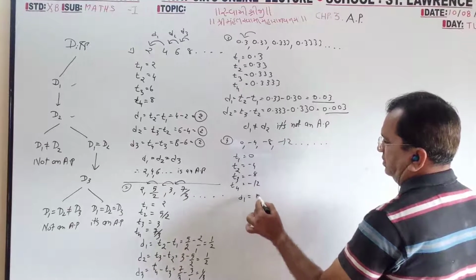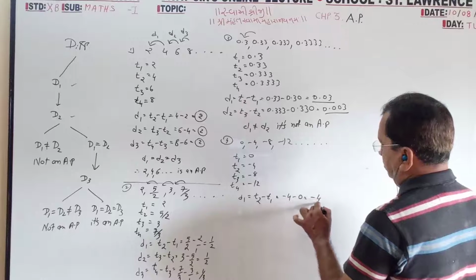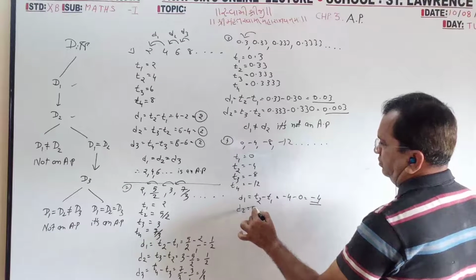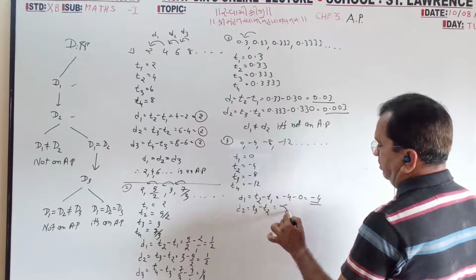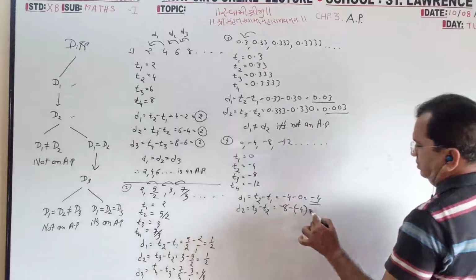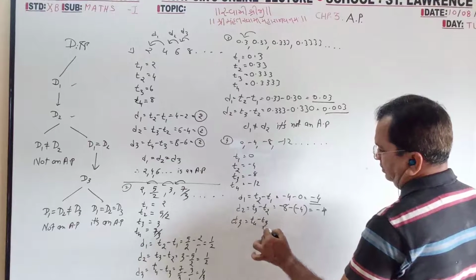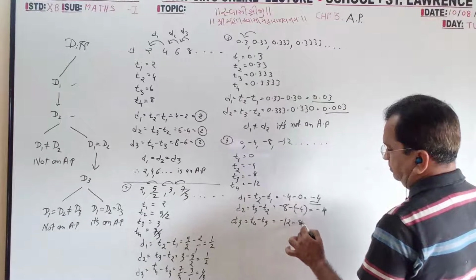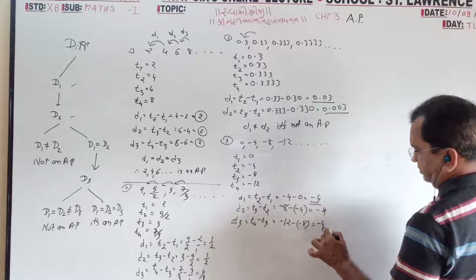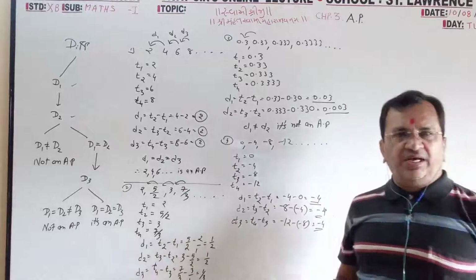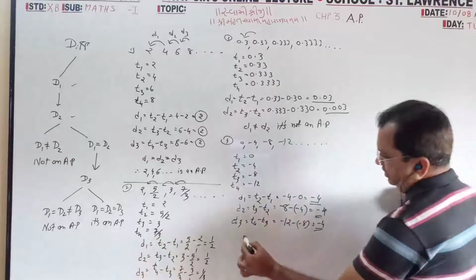Now difference 1 is equal to T2 minus T1. This minus this. Minus 4 minus 0 is minus 4. D2: T3 minus T2. Minus 8 minus minus 4, so again it is minus 4. D3: T4 minus T3. Minus 12 minus minus 8, minus minus means plus 8. 8 minus 12 is minus 4. So all three are equal.